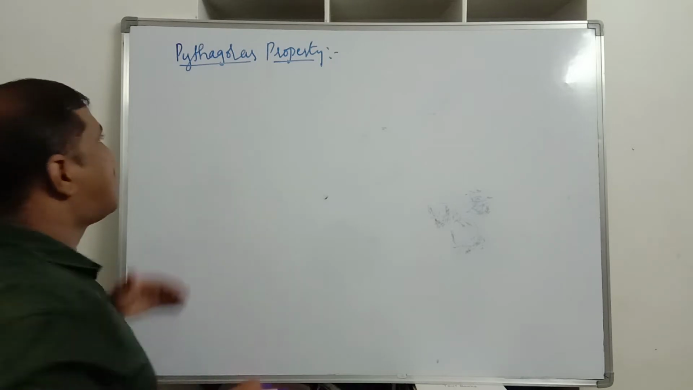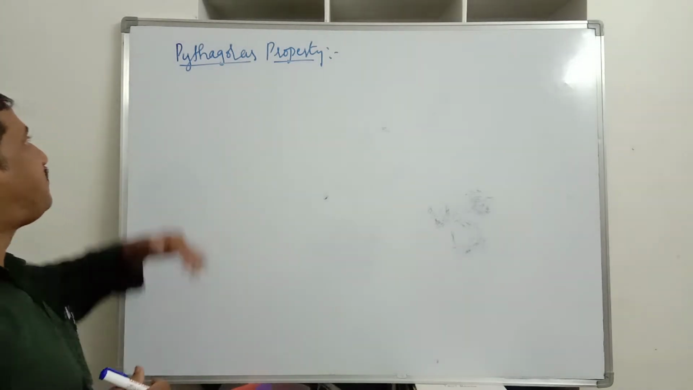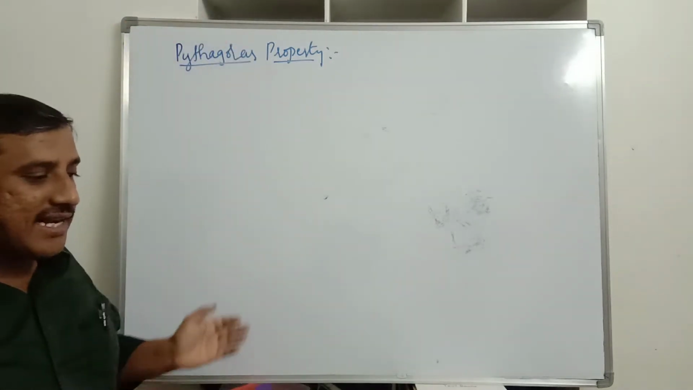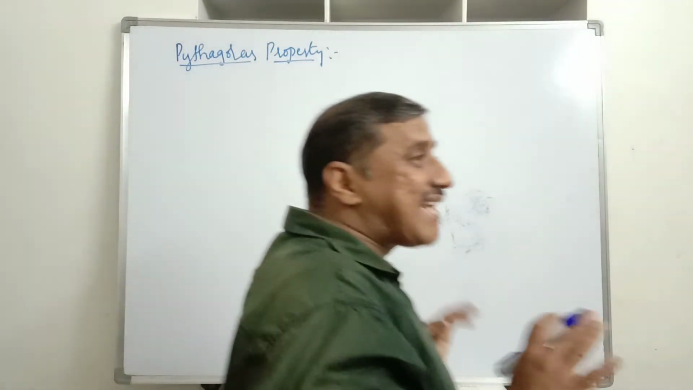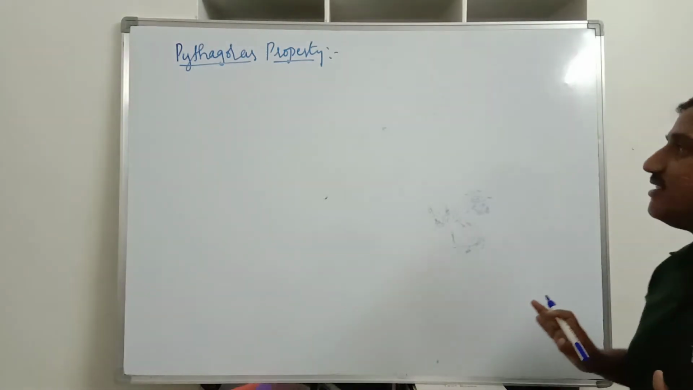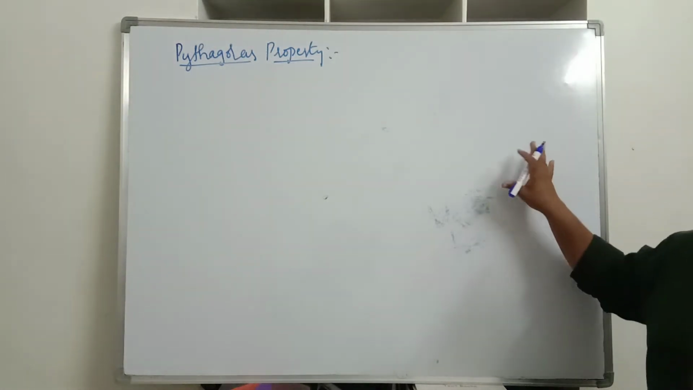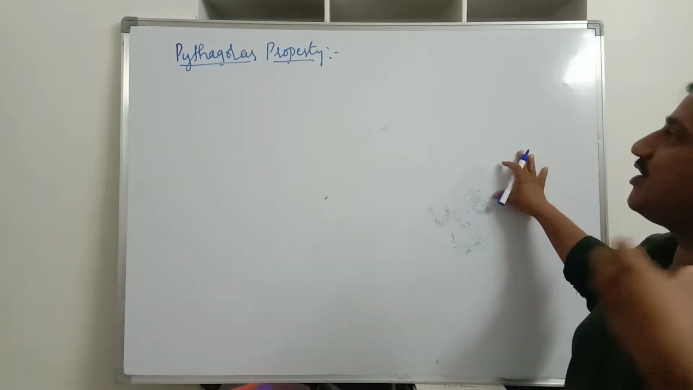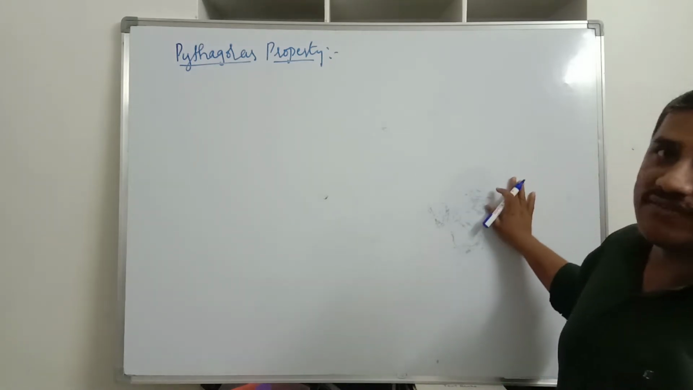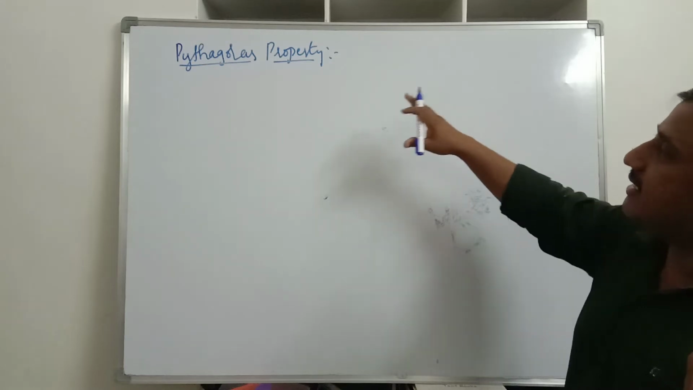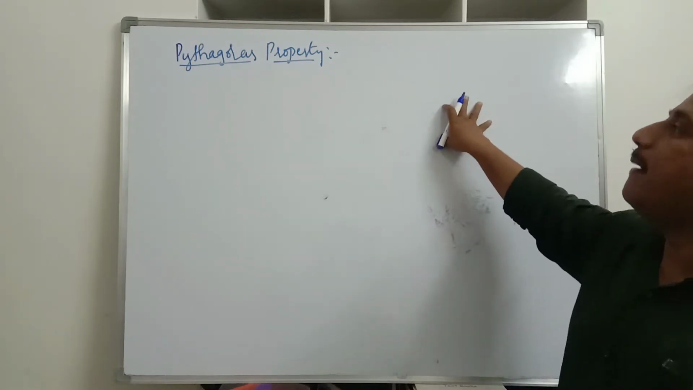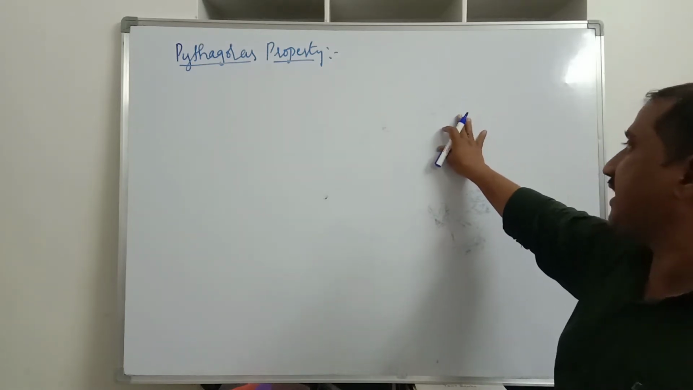Now we will discuss Pythagoras property. Pythagoras property is the relationship between the sides of the right angle triangle. What is the relation between the three sides of the right angle triangle? And it is given by a famous mathematician Pythagoras. What it is, we will see here.